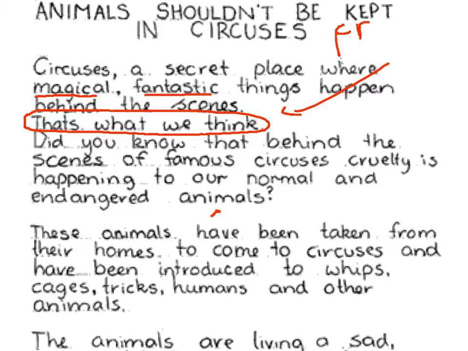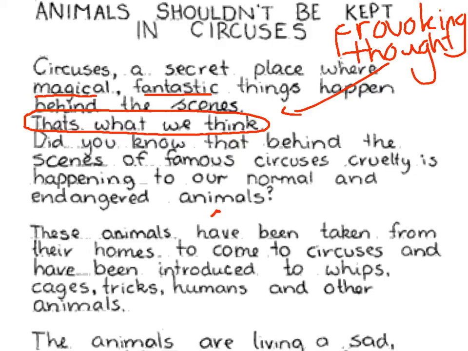It's an effective way of getting the reader to think about your ideas. Now if I look in the next part of this paragraph, we actually have a question. This bit here: did you know that behind the scenes of famous circuses, cruelty is happening to our normal and endangered animals? So what they've actually done there, even though it's a question, before they've asked that question, they've put this sentence in first to get you starting to think about that, and then the question itself, if you look at the way it's actually worded, is did you know?